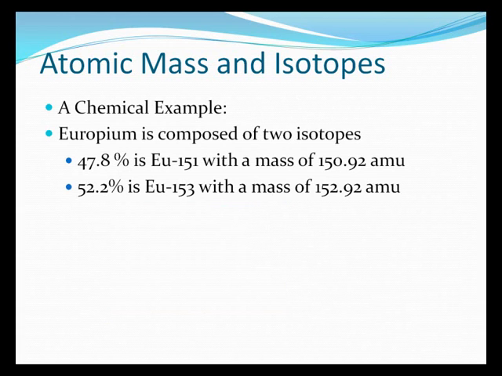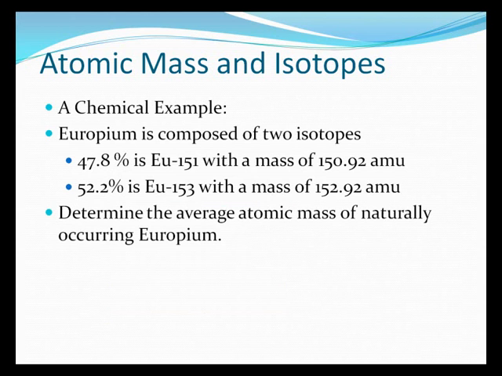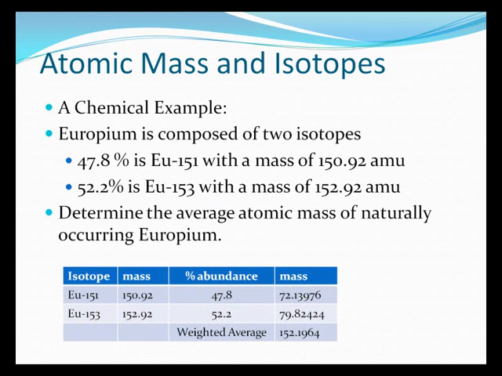Europium is composed primarily of two isotopes. It's 47.8% europium-151 and 52.2% europium-153. And they have masses that are slightly less than the actual number. Well, to determine the average atomic mass of naturally occurring europium, we simply take the mass and multiply it by the percent abundance, and then add those masses together, and we come up with a weighted average of 152.1964, which for the periodic table would be listed as 152.20. And that is how the average atomic mass of naturally occurring europium is determined.